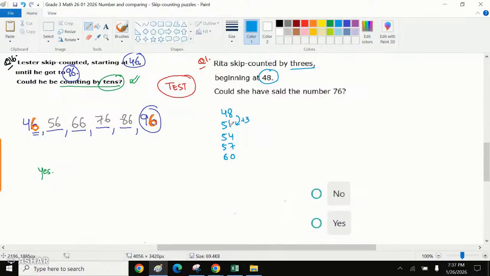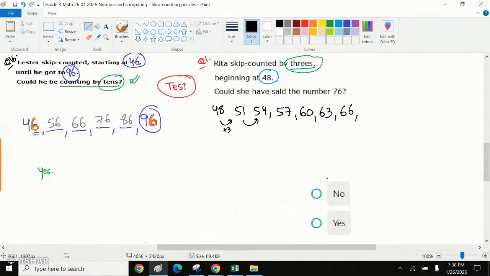We start with 48 plus 3 is 51, 51 plus 3 is 54. Wow, I don't think so. See, threes. I'll do it again. Beginning at 48, right? What is 48 plus 3? 51. 51 plus 3 is 54. 54 plus 3 is 57. 57 plus 3 is 60. 60 plus 3 is 63. 63 plus 3 is 66. 66 plus 3 is 69. Plus 3 is 72. 72 plus 3 is 75. 75 plus 3 is 78.